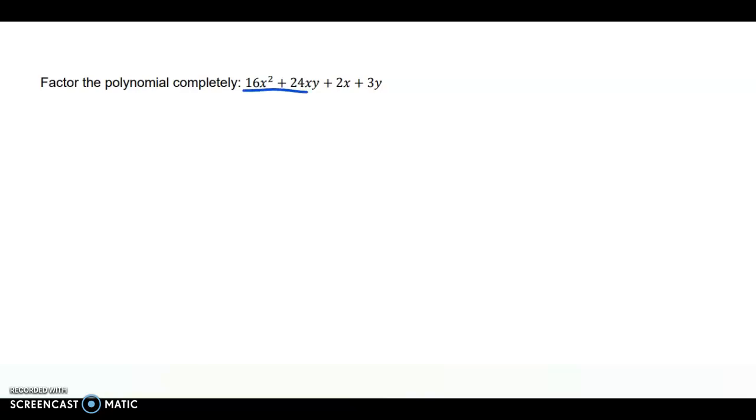So next what I'm going to look at is just 2 terms at a time. Anytime I have 4 terms, I want to look at factoring by grouping. So I draw that little sign to kind of get my mind going. I can just look at 2 at a time.